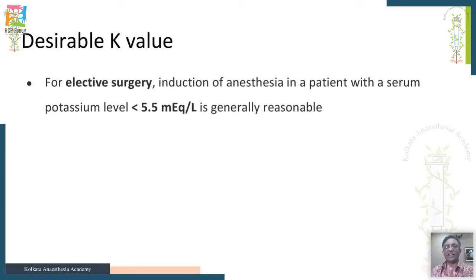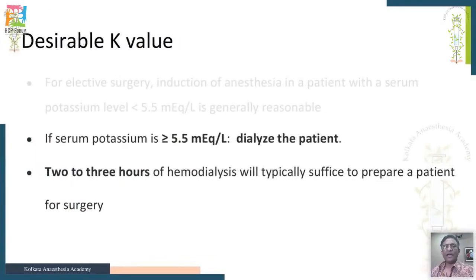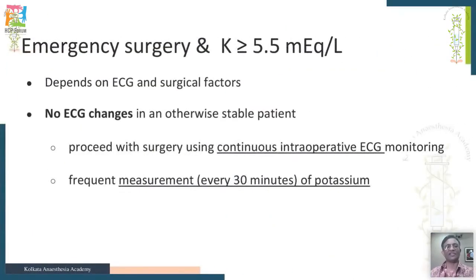For elective surgery, induction with a value less than 5.5 is generally reasonable. What will happen if it is 5.5? Ideally, dialyze the patient. And as I said, unlike a full 4-hour cycle, 2 to 3 hours of hemodialysis will typically suffice to prepare a patient for surgery. So this is about the ideal potassium value for elective surgery.